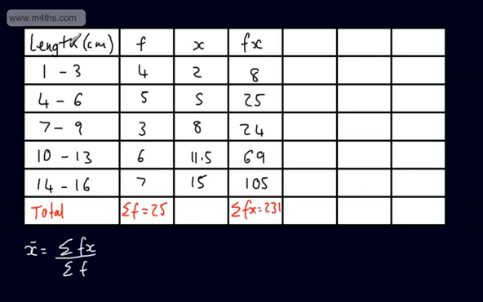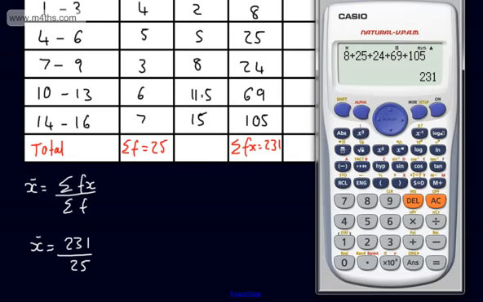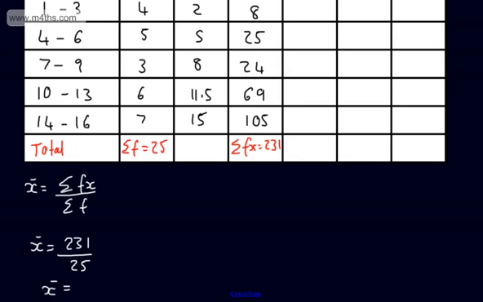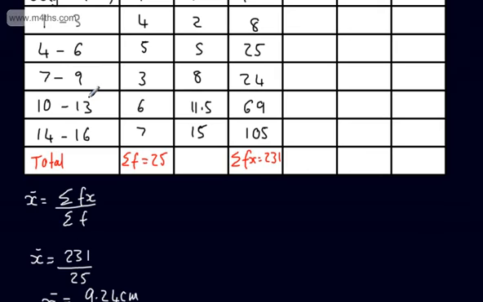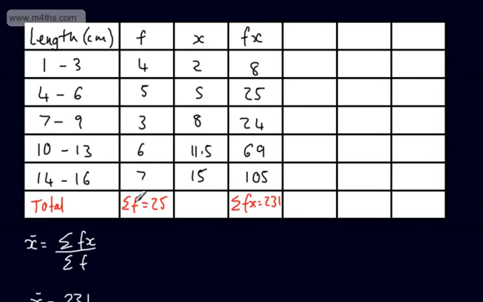If we want x bar, which is the mean, all we're going to do is divide the two. So x bar will be 231 over 25. Let's go ahead and do that, dividing this by 25. That's going to give me 9.24. So we can say x bar, that's an estimate for the mean, is 9.24 centimetres. Now just think about this, does that seem logical? 9.24, it's somewhere in the middle. We've not ended up with something ridiculous, so that looks pretty good.